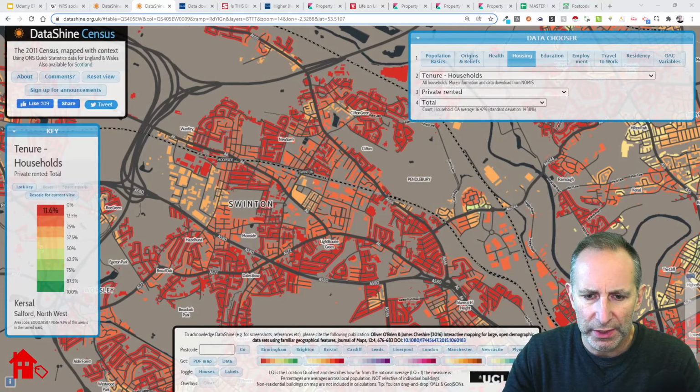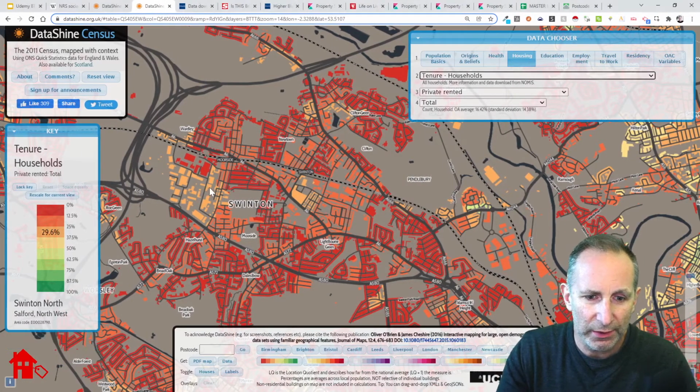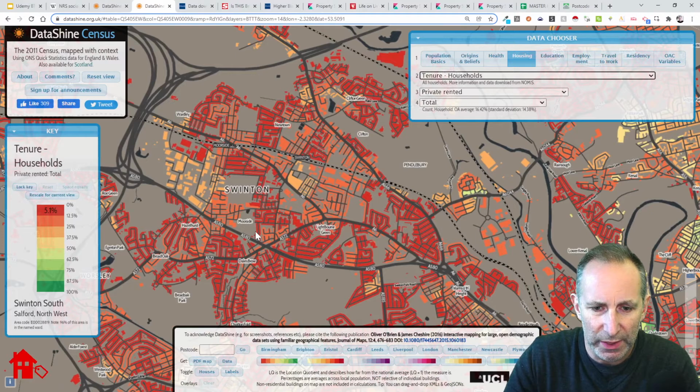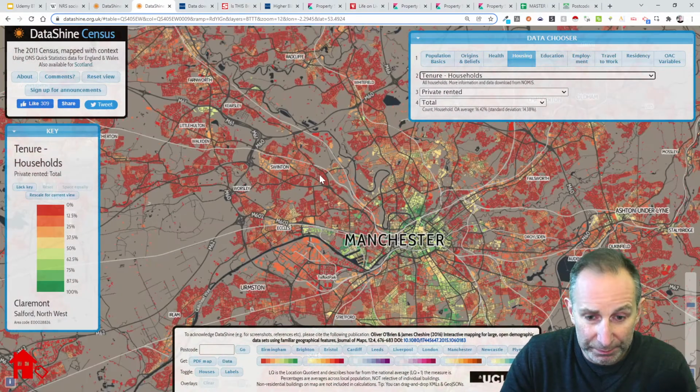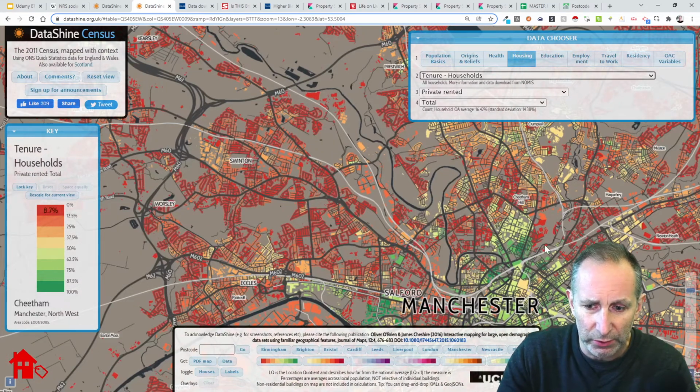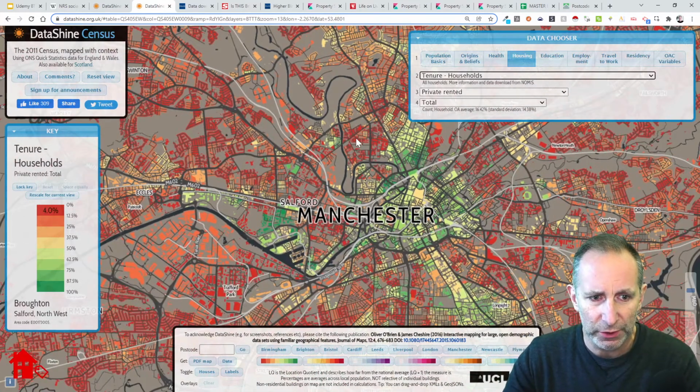And there are a couple of interesting ways you can look at this. Well, I think it's interesting. And here we are, and we've got Datashine once again. And we can see that this area here, for example, doesn't have so much rented accommodation. So wherever it's very green, there's a high proportion of rented accommodation. And you can see in these kind of areas, 65%, etc.